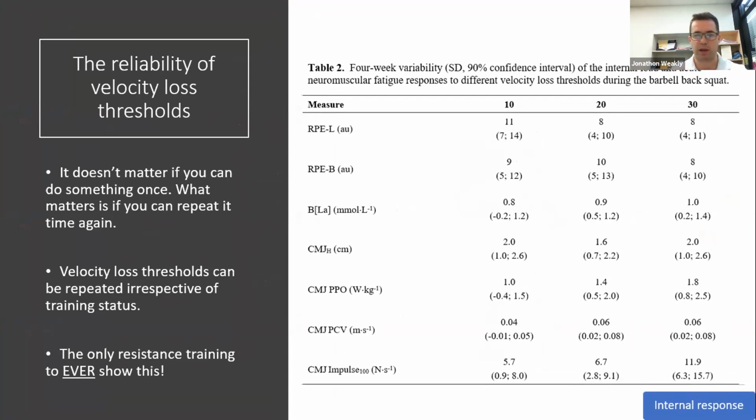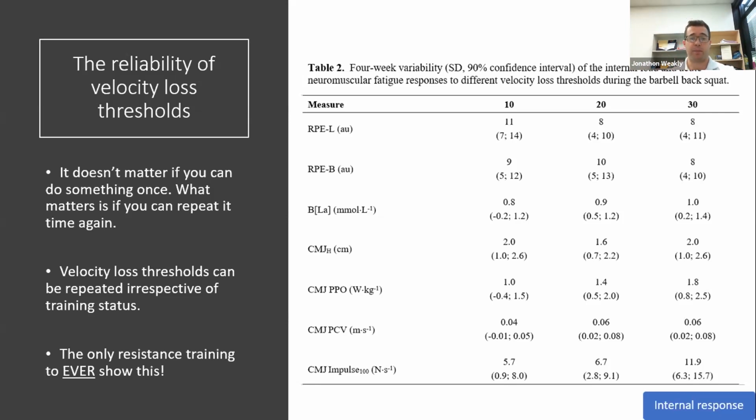And the great thing about this is that velocity doesn't change. So in this example here, we asked athletes to train, and we got them to do 10, 20, and 30% velocity loss thresholds in the back squat. And then we got them to go away and do whatever they wanted for 4, 6, 8 weeks, it doesn't matter. Some athletes might train a lot, some athletes might detrain, some athletes might sit on the couch for 4, 5, 6 weeks, it doesn't matter.